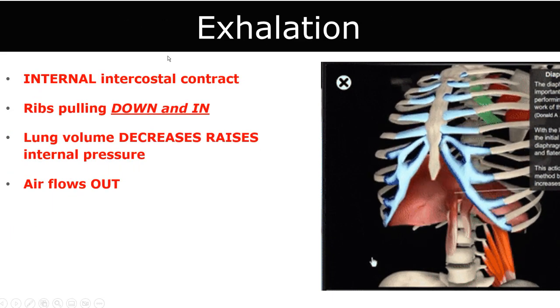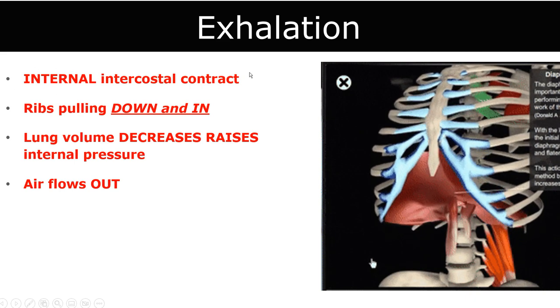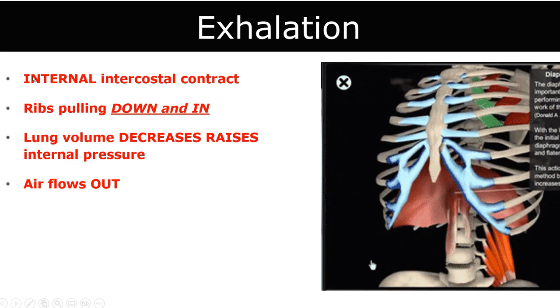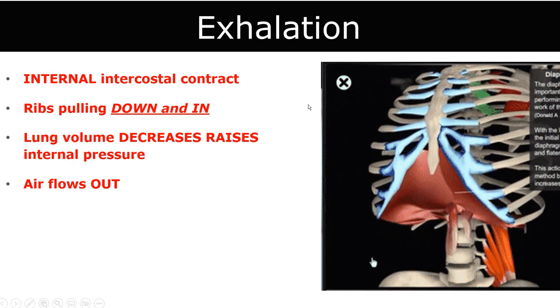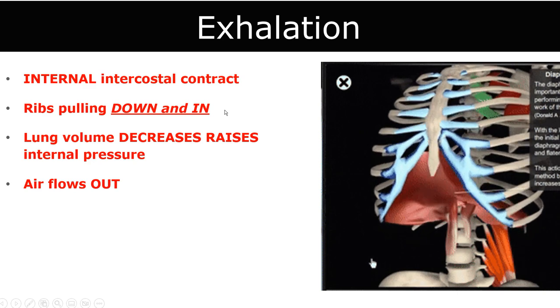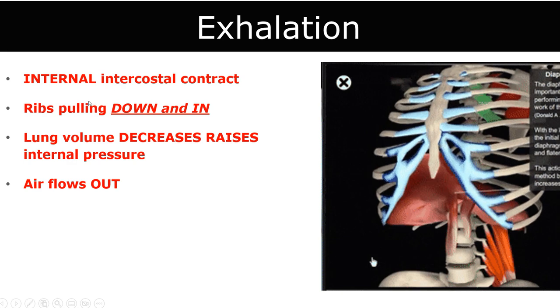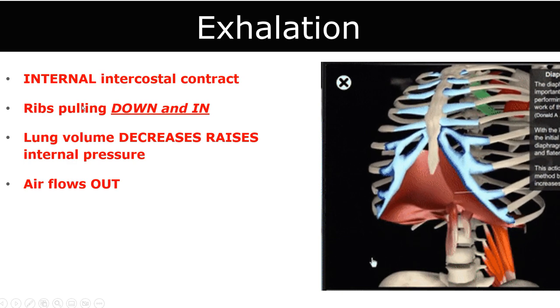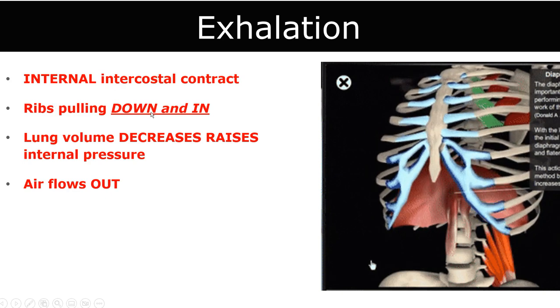Exhalation is the opposite, right? Exhalation is going to go with the internal intercostals. So when you exhale, it's the internal intercostals that contract. Both the diaphragm and the external intercostals are going to relax. In this case, your ribs are pulling down and in, and you can again put your hands on your rib cage, take a deep breath out, and you're going to feel your ribs pulling down.